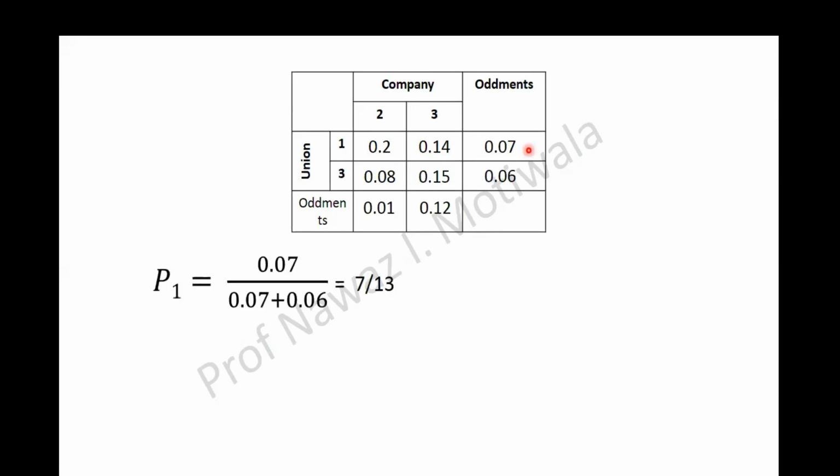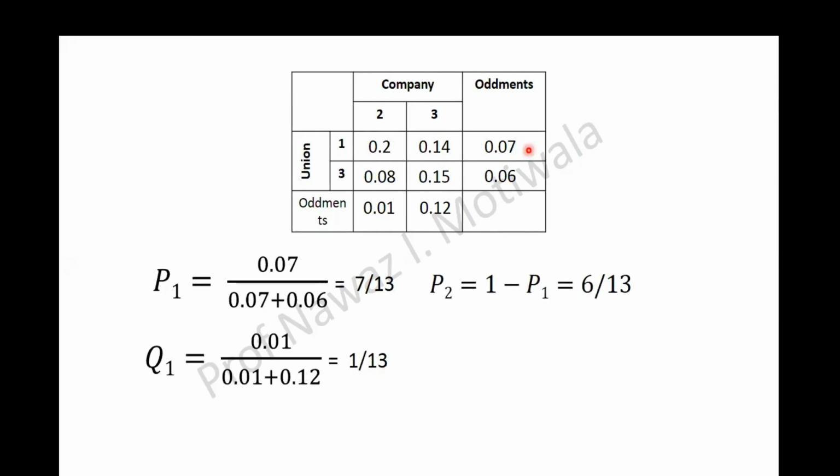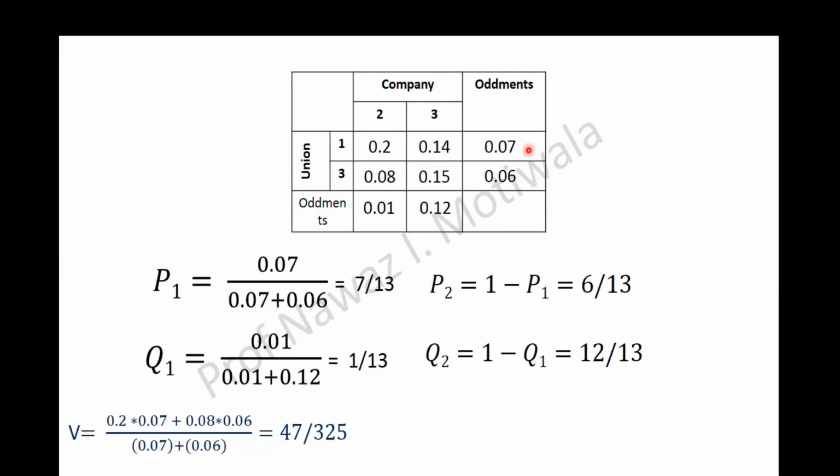After applying the oddments criteria, I will get the answers P1 7 by 13, P2 6 by 13, Q1 1 by 13 and Q2 12 by 13. And the value of the game is 47 divided by 325. All this calculation you can do. The last part is writing the answers. So the answer writing will be for A.